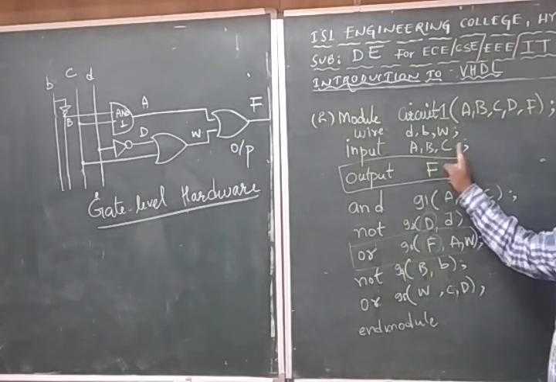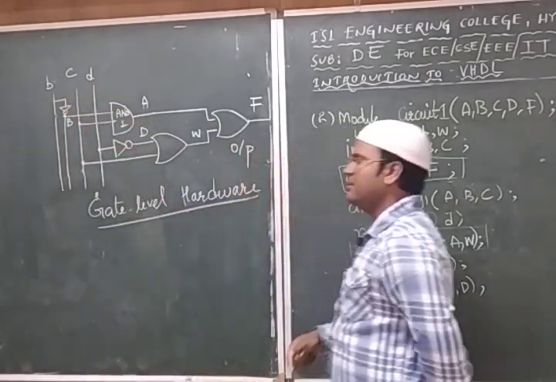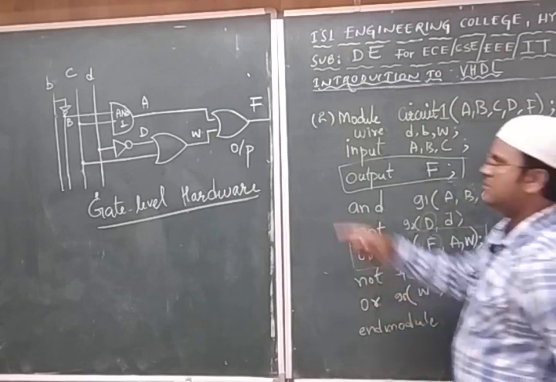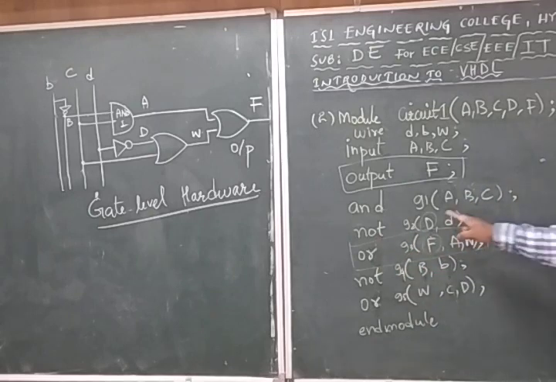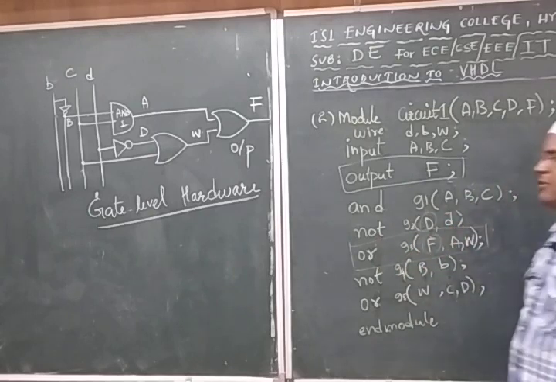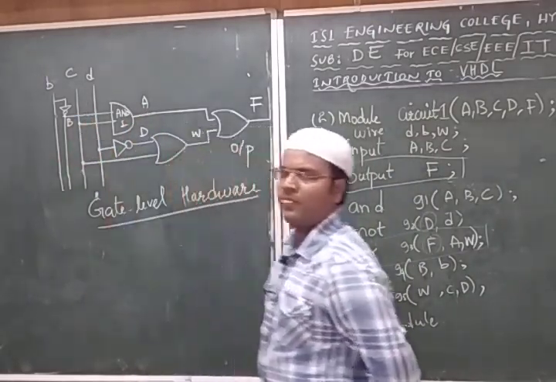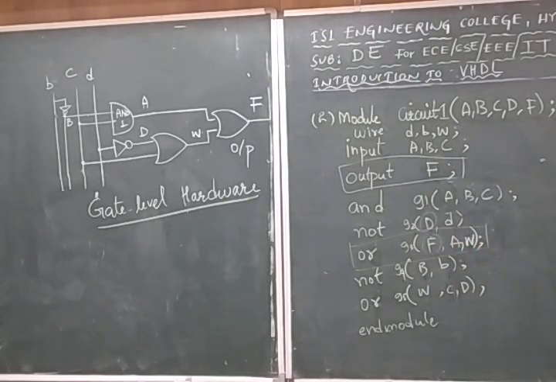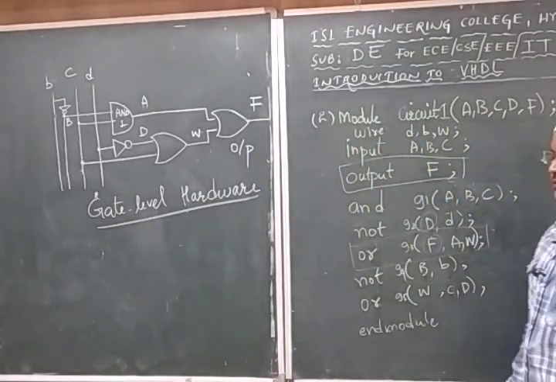Next, inputs A, B, C. So what are this A and this B and this C? These are called inputs. We are deciding the input parameters, right? Next, output is F. So this is your output F. Next thing, not of G2 and and of G1 of A, B, C. So AND gate we took. A is the output, B and C are the inputs. That we did. Next, NOT gate is what? G2 of D comma small d with semicolon. Okay, so D is the output for the NOT gate, and small d is the input we mentioned.